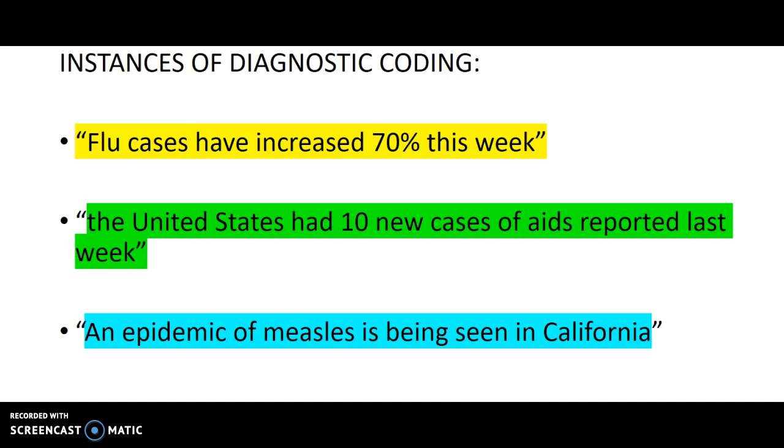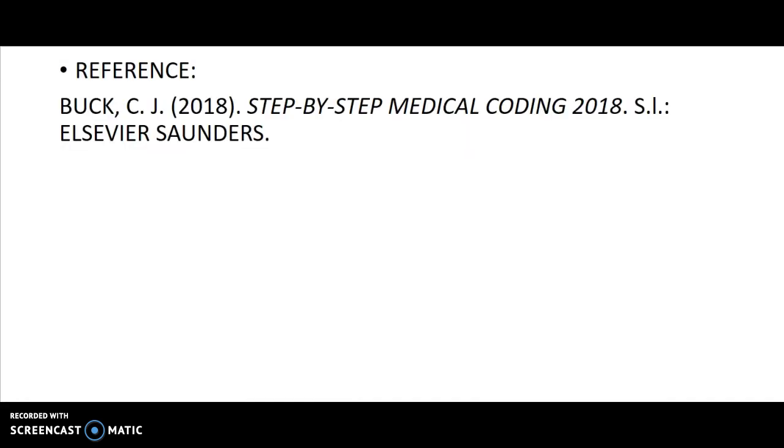The use and results of coding are widespread and evident in our everyday lives. Many people hear the results of coding on a regular basis and they don't even know it. Anytime you listen to the news or watch a report and you hear about the spread of flu that's increased this week, or one state has more cases than another, or you hear about the number of AIDS cases, you're hearing the results of diagnostic coding. You can find more information about this in your Step-by-Step Medical Coding textbook on page 26.